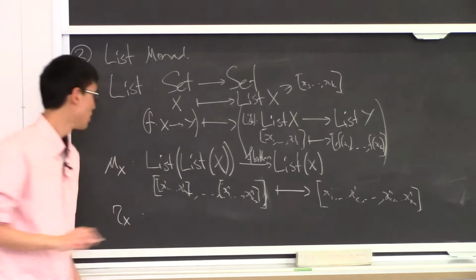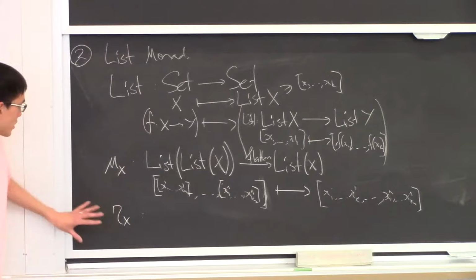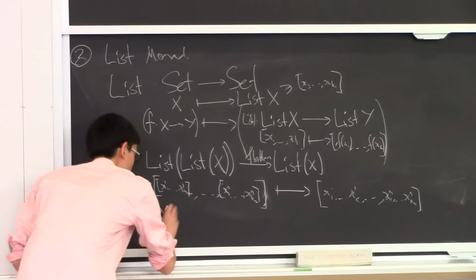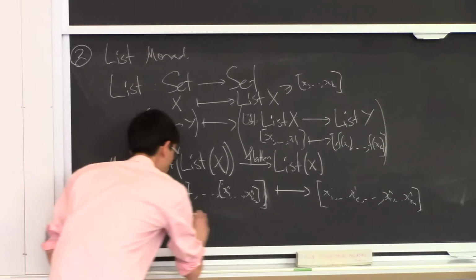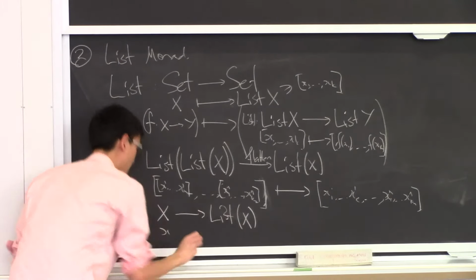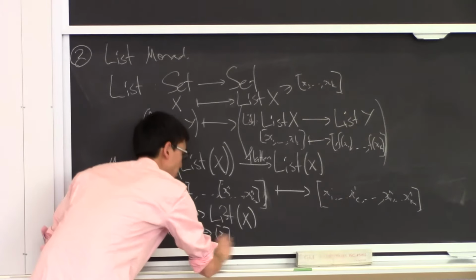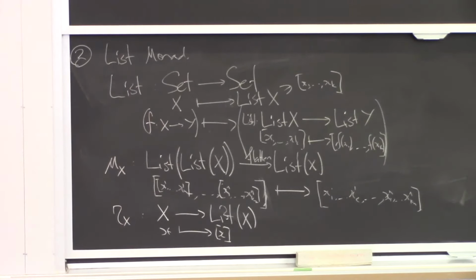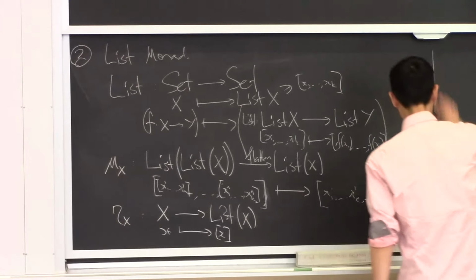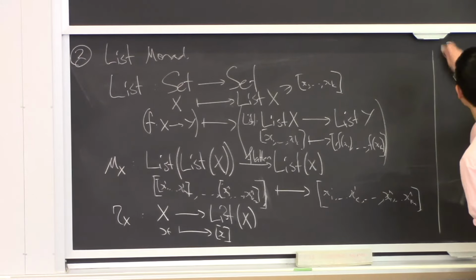And then I'm also claiming, to make this into a monad, we need for every set x a function from the identity applied to x, which is just x, to list applied to x, that's list x. And what does that do? Well, it takes an element of x and builds the singleton list containing just that element x. Right. So that, I claim, is a monad. You have to check the laws, which I'll give you a second to do in a moment.